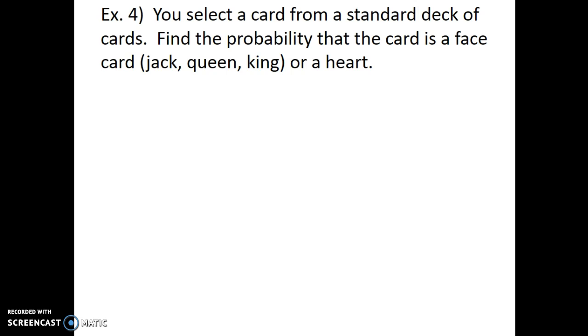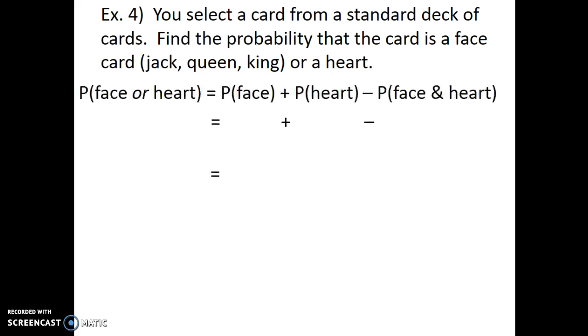If instead I wanted to find the probability that the card is a face card, something with a face on it, a jack, queen, or king, or a heart, I don't care which, either one is what I want to count, then we're going to have to find the probability of a face card. We're also going to have to find the probability of a heart, but we're going to take out the overlap because there are some cards that are both. So of all of our face cards, if there are 3 types of face cards and 4 suits, there are 12 cards that are face cards out of 52.